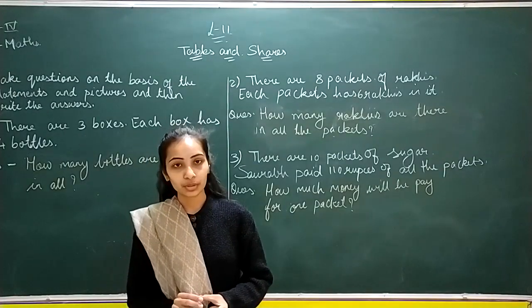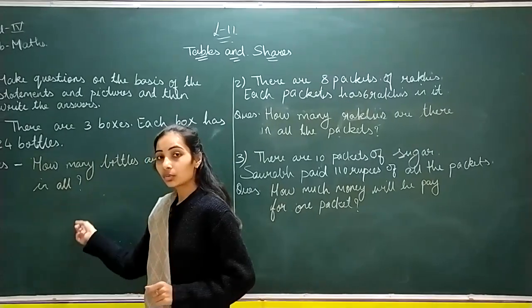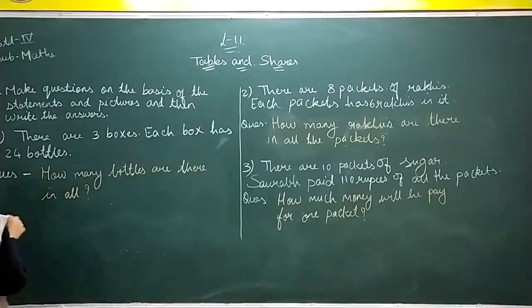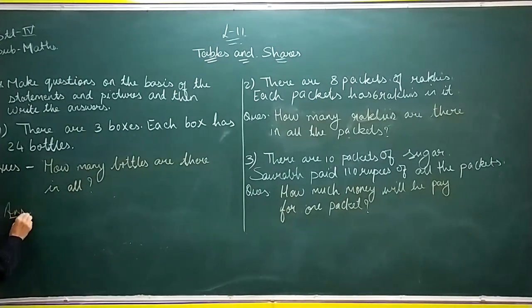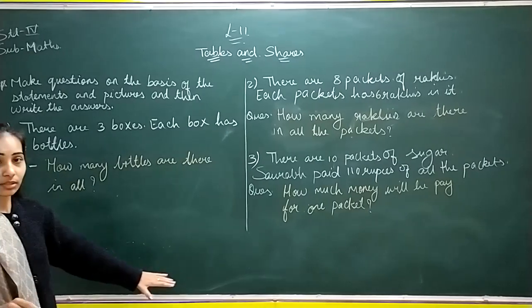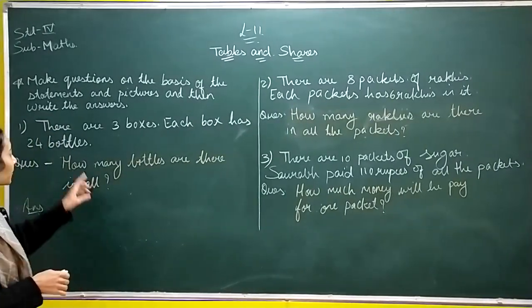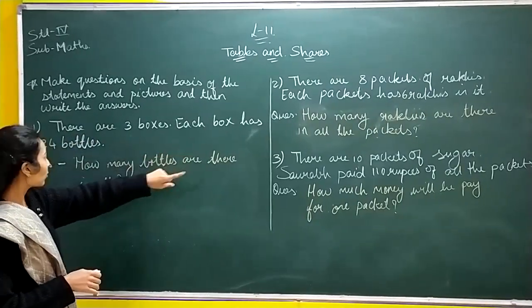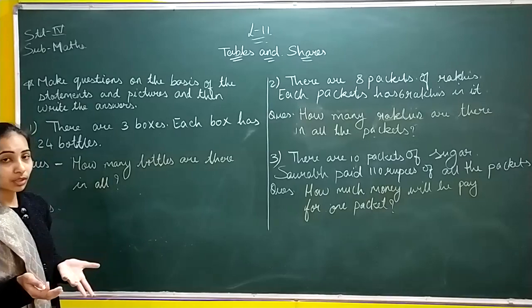Now, when I have shown you the picture, it was written question and down it was written answer. Answer, right? Now, why was that answer written? Because after forming the question, you also have to find the answers, right? And we have done already that, finding the answer for the problems. So there are 3 boxes, each box has 24 bottles. How many bottles are there in all? We have formed the question, right?